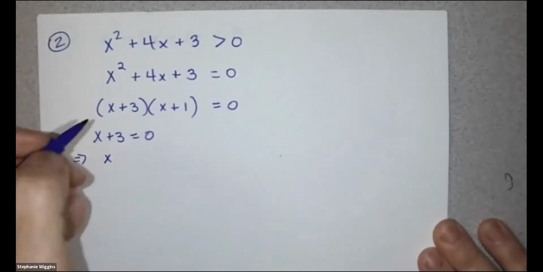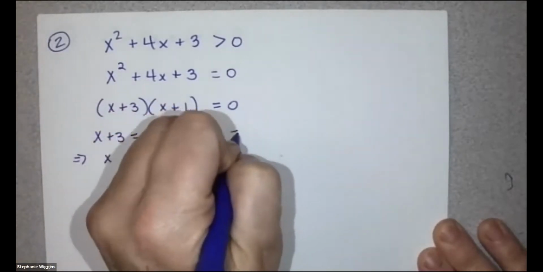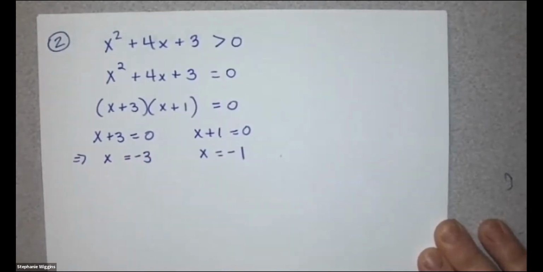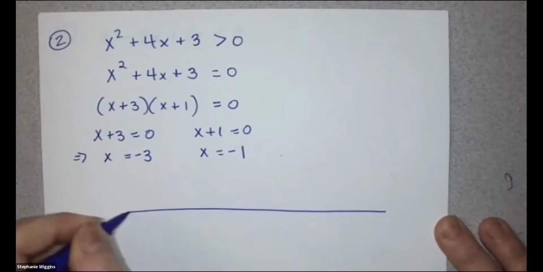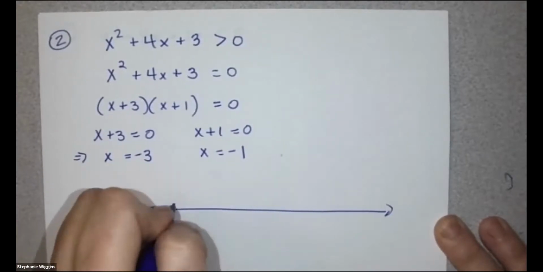And if I subtract 3 from both sides, I get x equals -3. And here, x plus 1 equals 0. Subtracting 1 from each side, I get x equals -1. The next step then is to plot them on the number line. So I have -1 and -3.